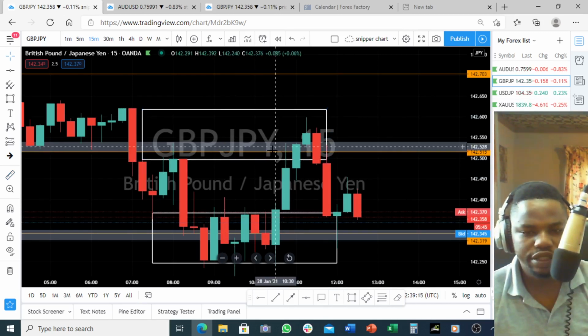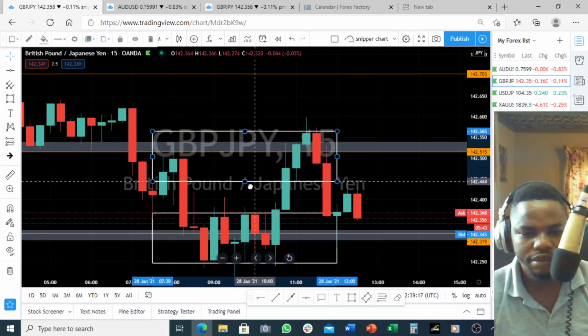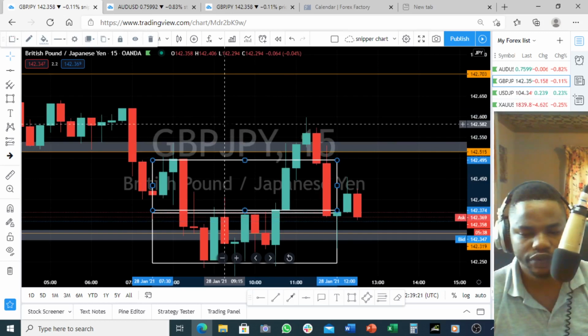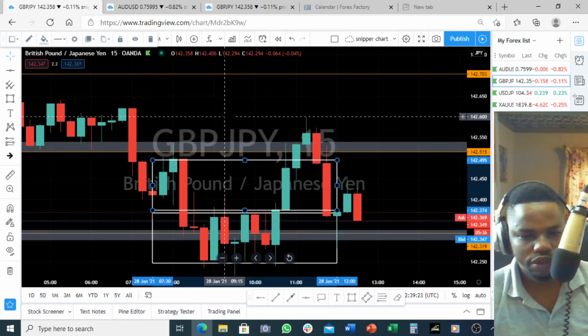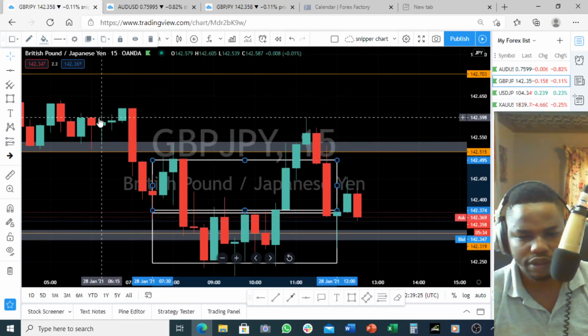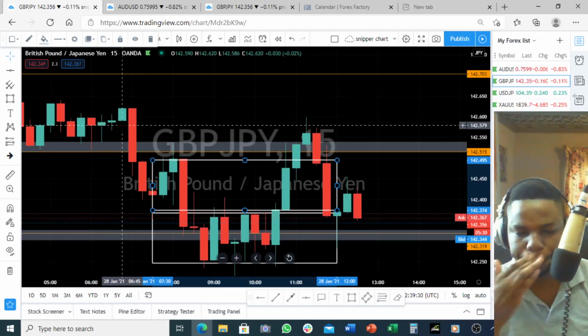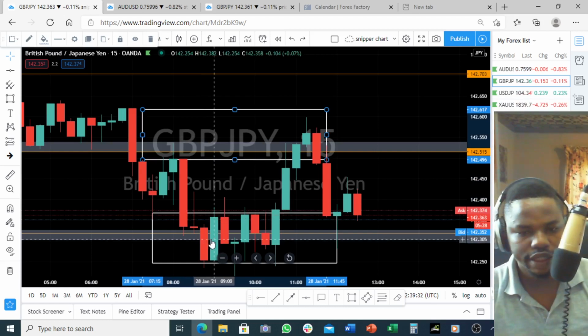So after seeing this rejection here, maybe on a lower time frame, it tells you that it is time for you to go out. If you put your stop based off this support, it was supposed to hit you, but you go early. So it is what it is.